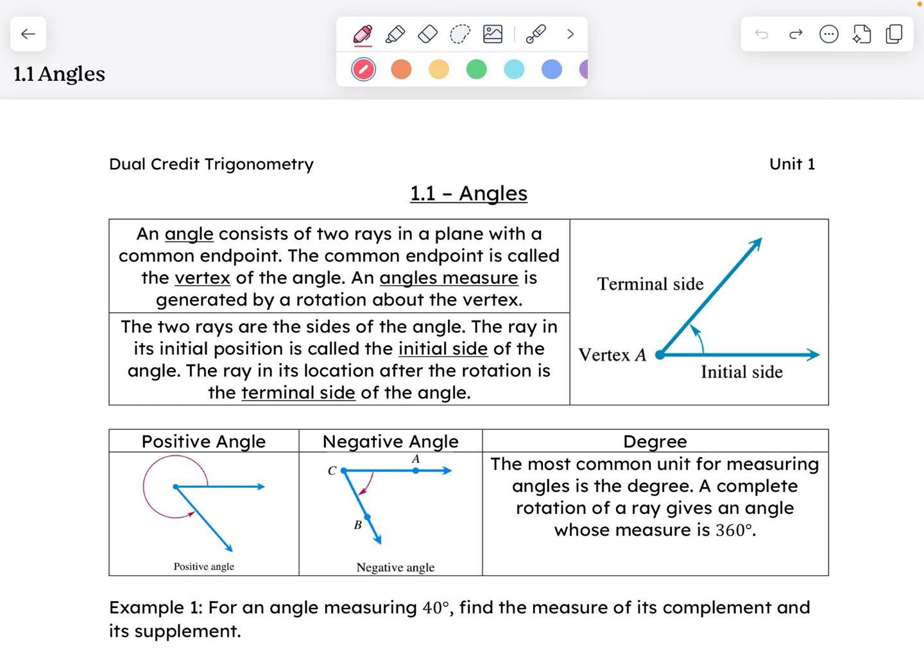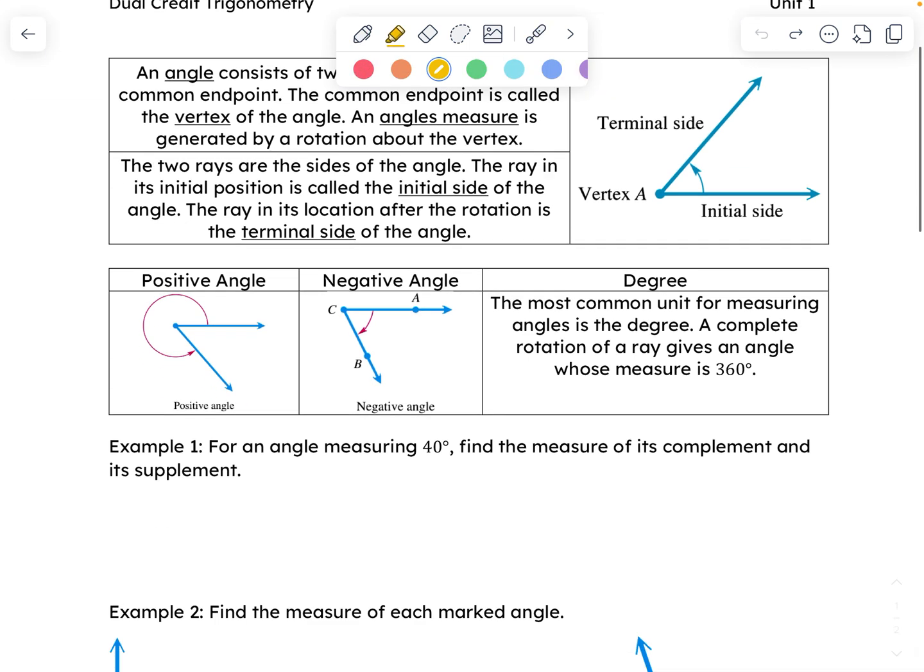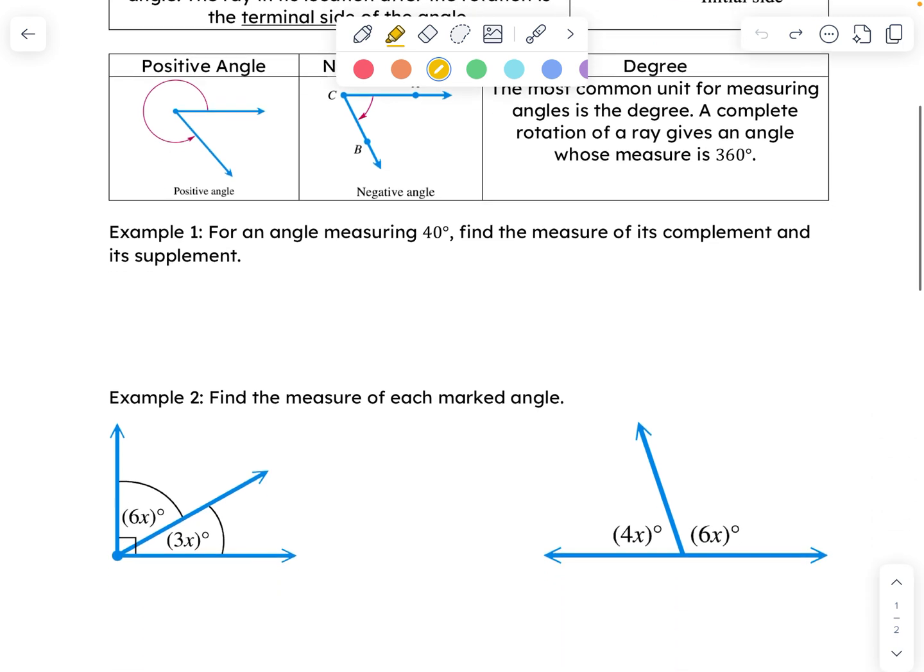Now, example 1 and example 2 are going to talk about some other relationships we should remember from geometry. Example 1 says for an angle measuring 40 degrees, find the measure of its complement and its supplement. So a complementary angle is an angle that adds up to 90 degrees with the other angle, and the supplementary angles add up to 180 degrees.